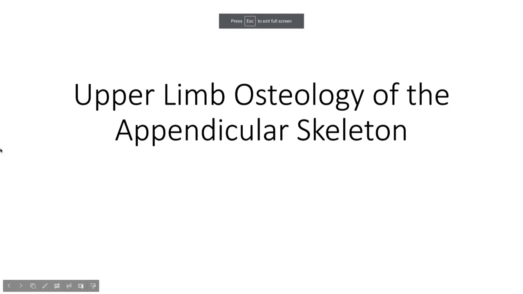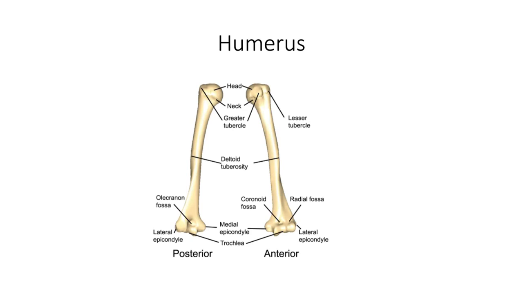So this is a video on the upper limb osteology of the appendicular skeleton. So this will cover the humerus, radius, ulna, and carpal bones. So the humerus has a head and two necks.